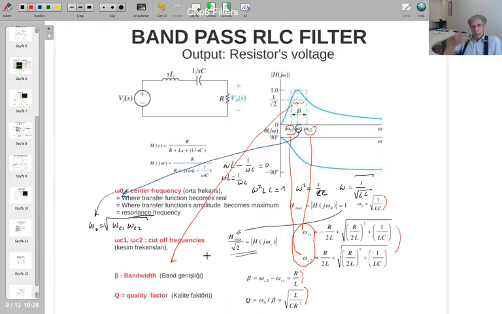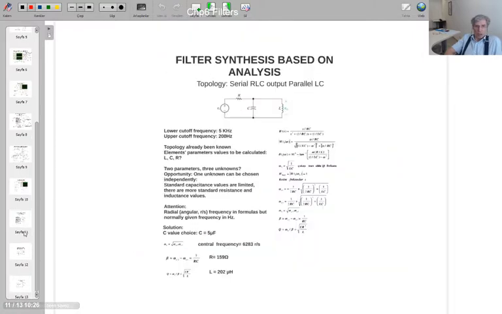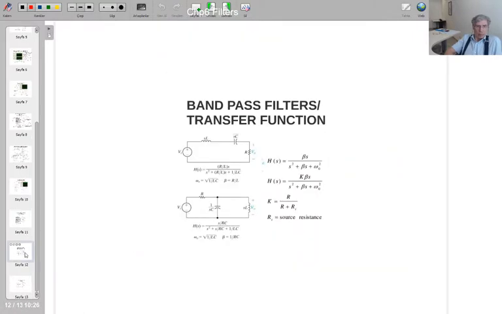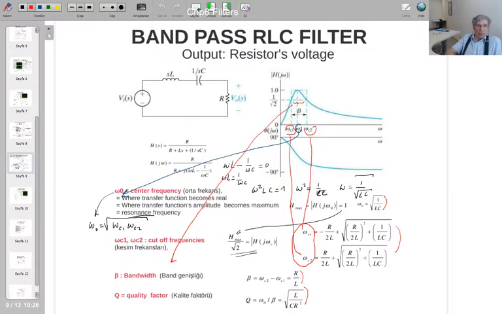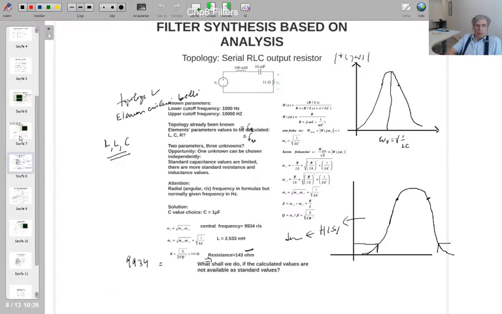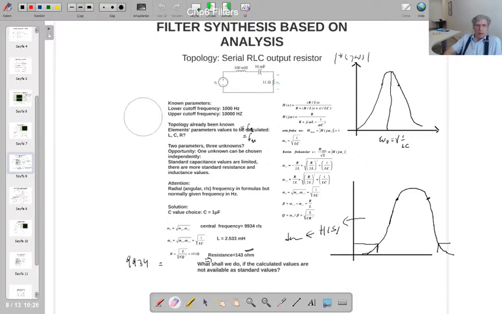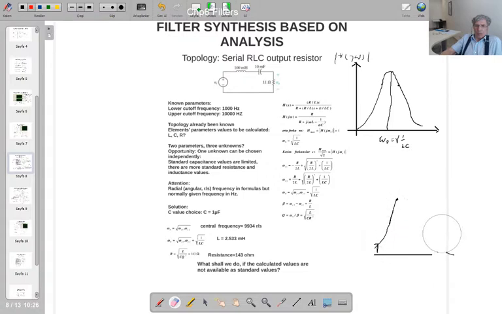Now, once we have done analysis like that, we can do a synthesis based on analysis. Not this one, maybe this one, okay. Let me clear this area. Keep this, maybe that will be useful.